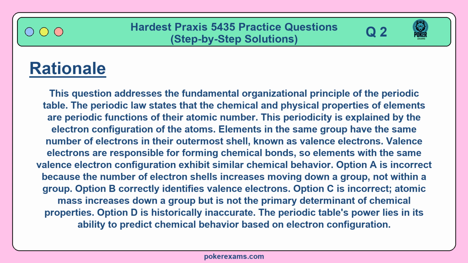Option A is incorrect because the number of electron shells increases moving down a group, not within a group. Option B correctly identifies valence electrons. Option C is incorrect. Atomic mass increases down a group, but is not the primary determinant of chemical properties. Option D is historically inaccurate. The periodic table's power lies in its ability to predict chemical behavior based on electron configuration.